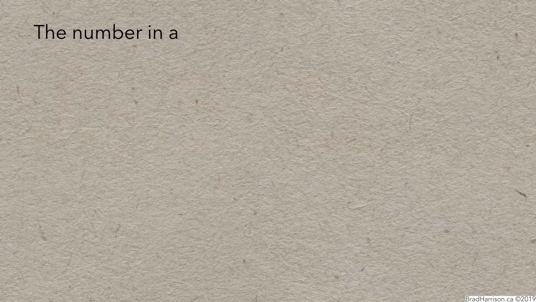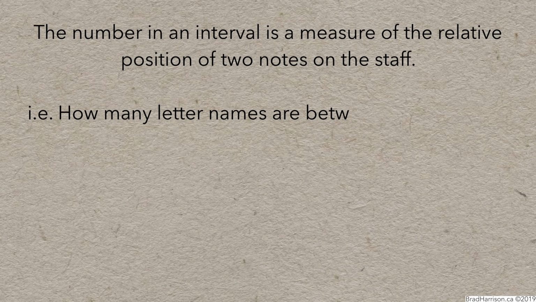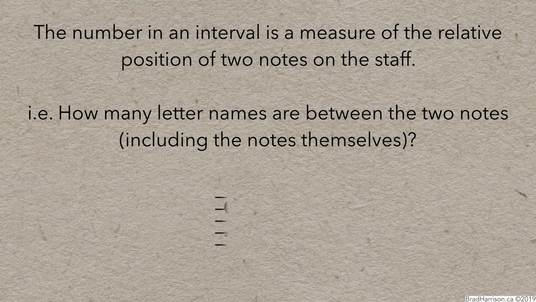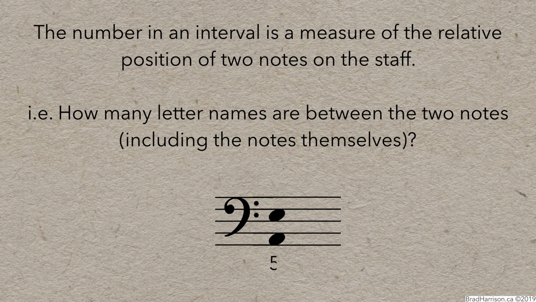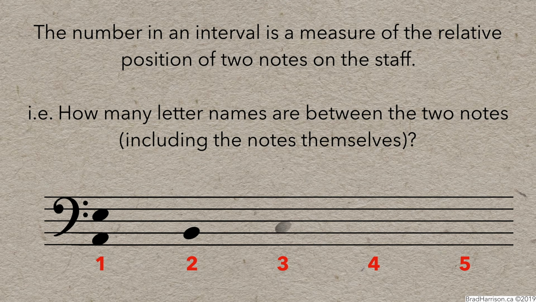The number in an interval is a measure of the relative position of two notes on the staff. It's defined by how many letter names are between the two notes, including the notes themselves. For instance, this is a fifth, because from A to E there are 5 letter names. You might imagine there are notes on every line and space and count each one. 1, 2, 3, 4, 5. A to E is a fifth.